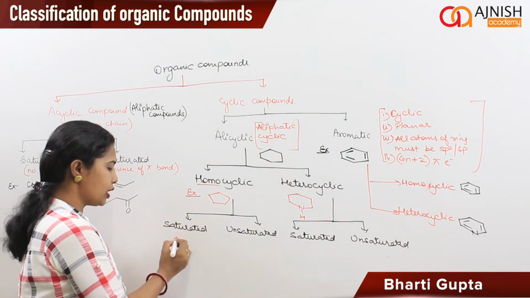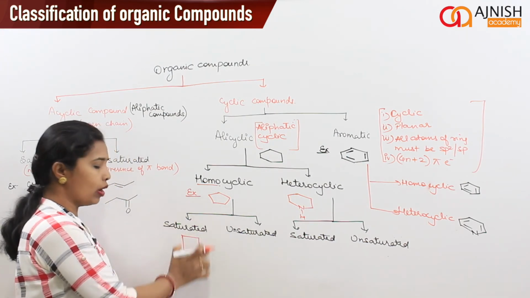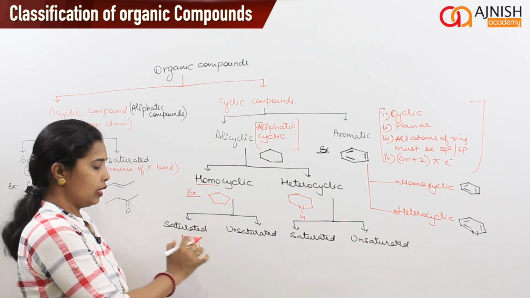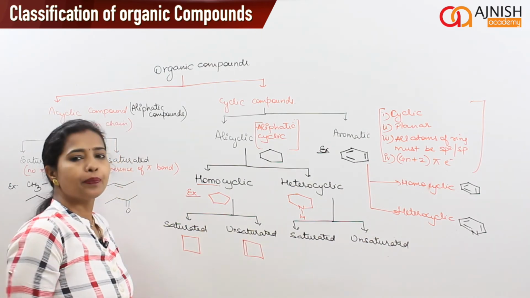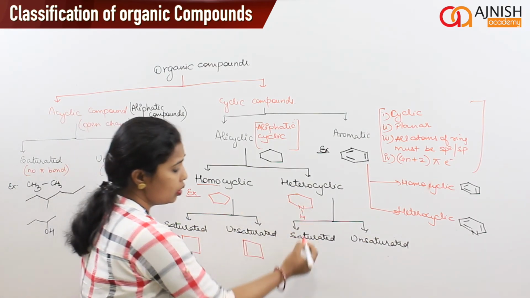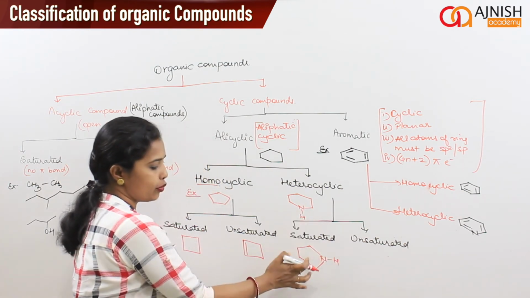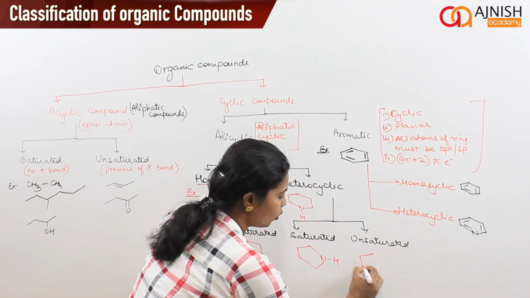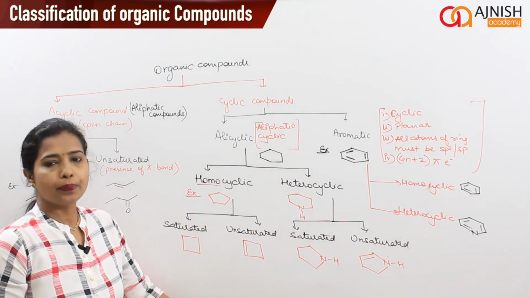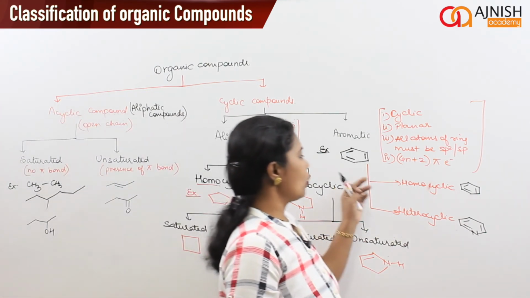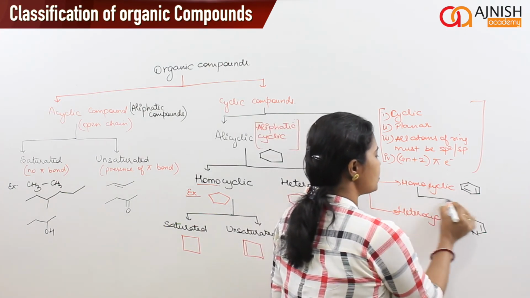For example, if we take saturated homocyclic, we can have a 4-membered ring, 5-membered ring, 6-membered ring. In homocyclic, all atoms should be carbon and there should be no pi bond. If we take the unsaturated derivative, make a pi bond. This is unsaturated homocyclic. For saturated heterocyclic, suppose we have this compound. This is heterocyclic and saturated, and if you make a pi bond anywhere over here, this becomes unsaturated heterocyclic.